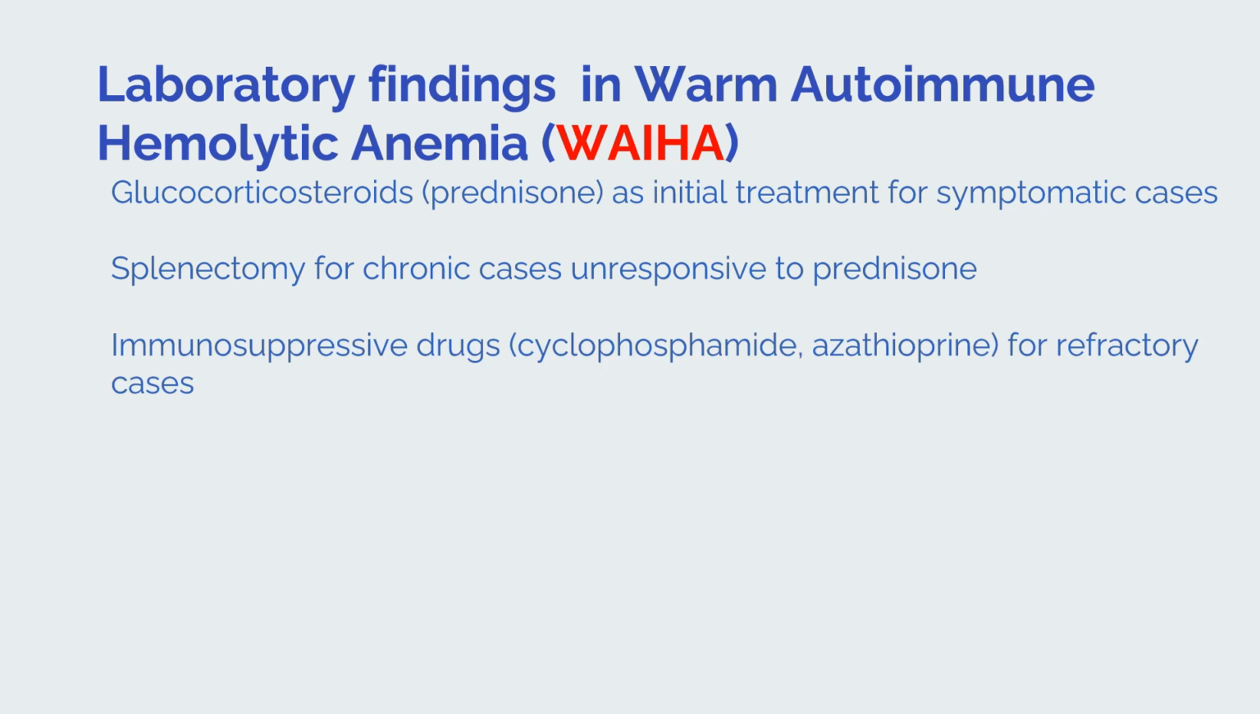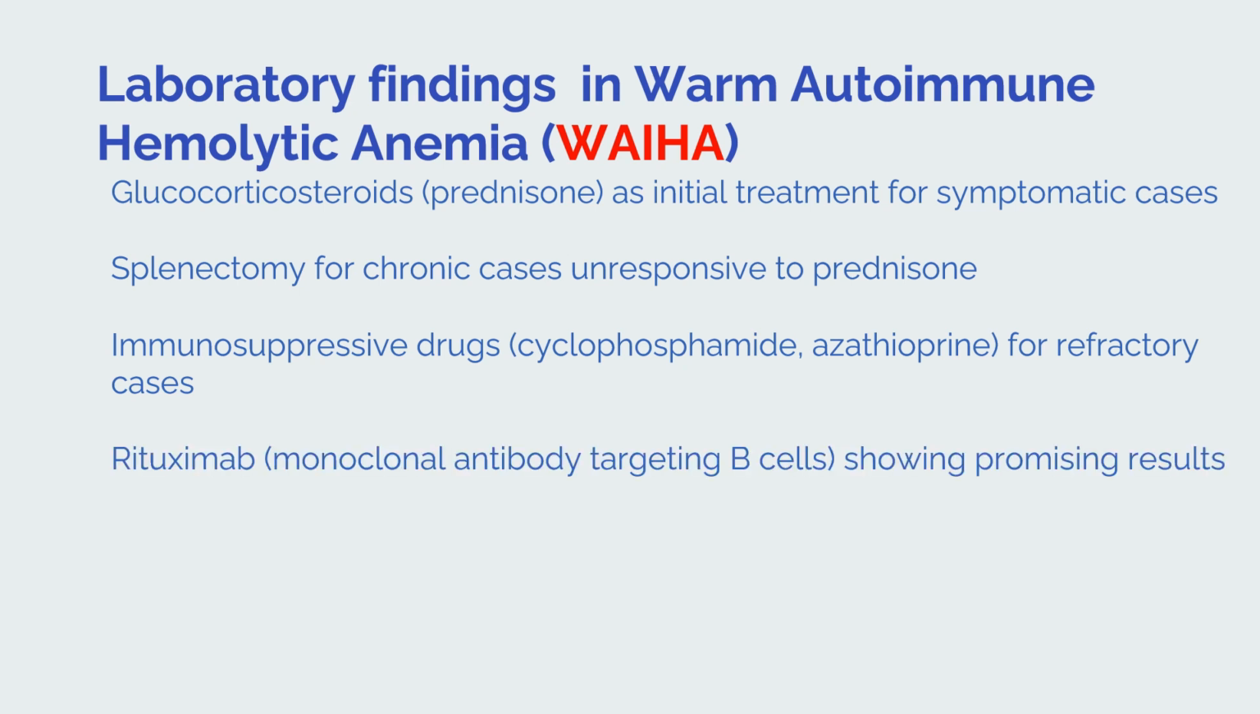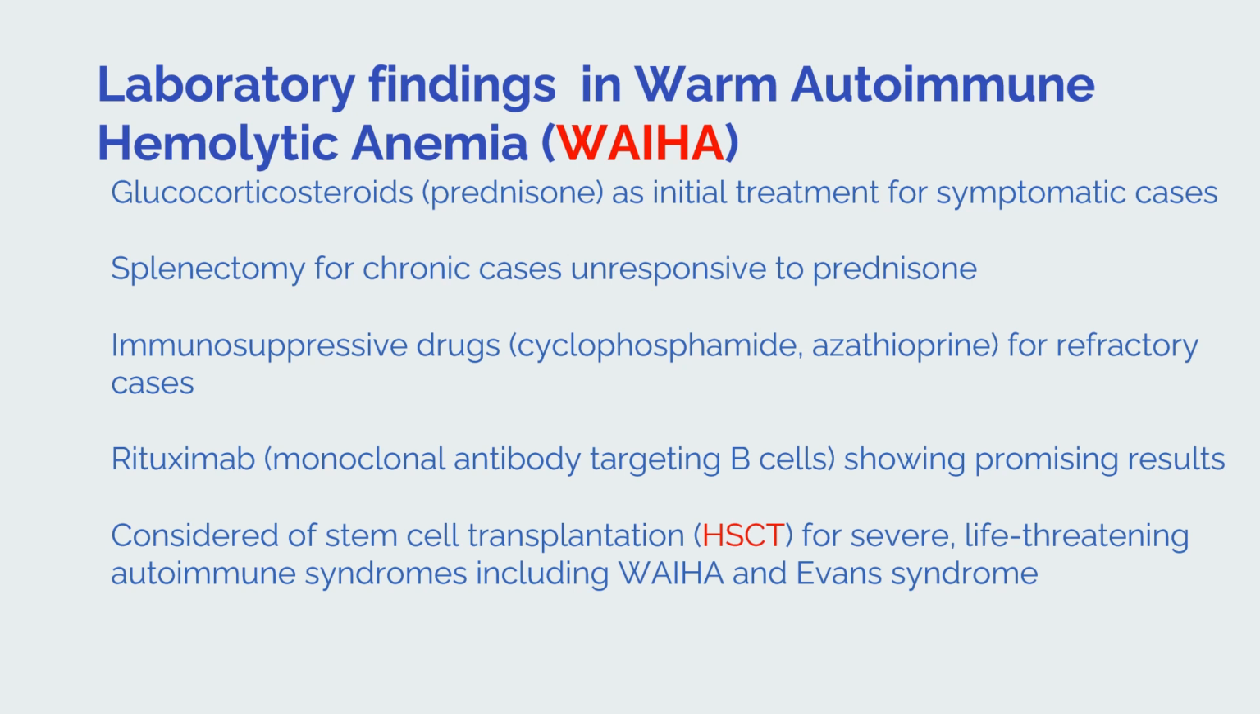Immunosuppressive drugs like cyclophosphamide or azathioprine may be used for refractory cases, and rituximab, a monoclonal antibody targeting B cells, has shown promising results with minimal side effects. In severe, life-threatening autoimmune syndromes including WAIHA and Evans syndrome, hematopoietic stem cell transplantation, HSCT, may be considered. Different sources of stem cells, such as autologous, HLA-matched sibling, or cord blood, have been used, but they carry risks.